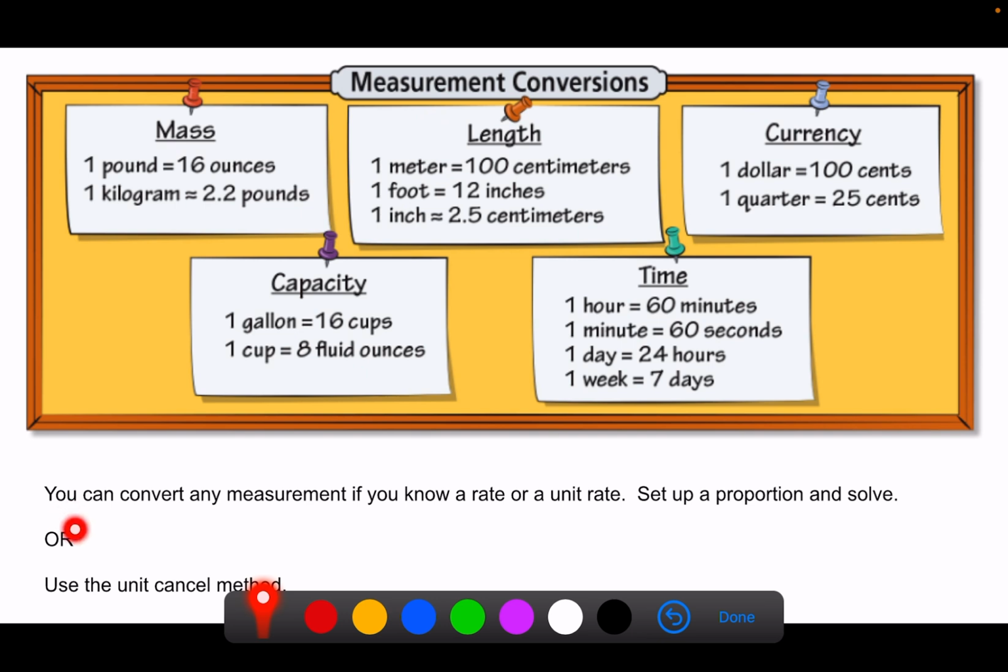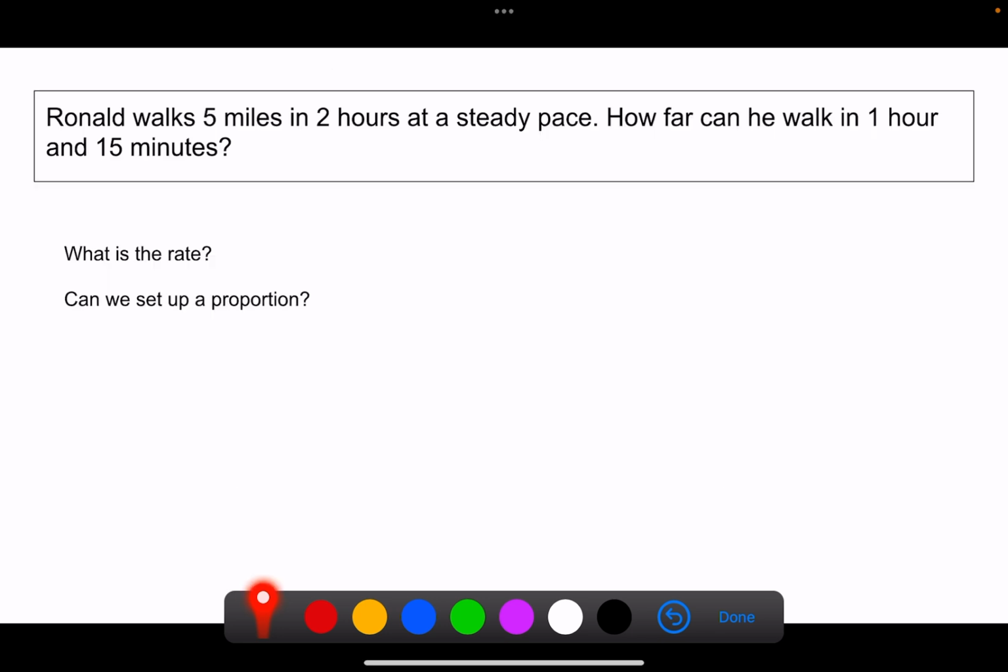Now to do this, we can convert any measure as long as we have some sort of rate, or even better, a unit rate, because then we can set up a proportion and solve. Or we can use the unit cancel method. I'm going to show you both. Let's take a look. First one says, Ronald walked 5 miles in 2 hours at a steady pace. How far can he walk in 1 hour and 15 minutes?